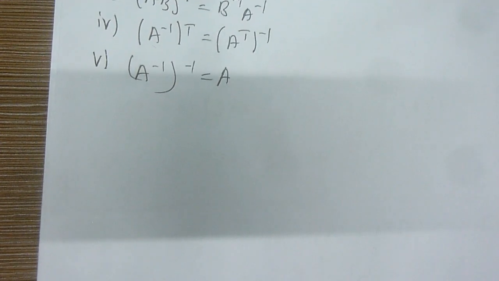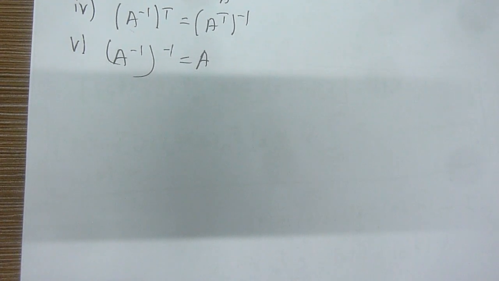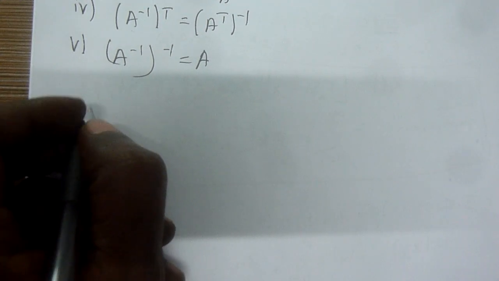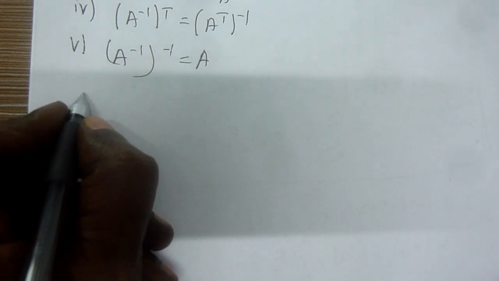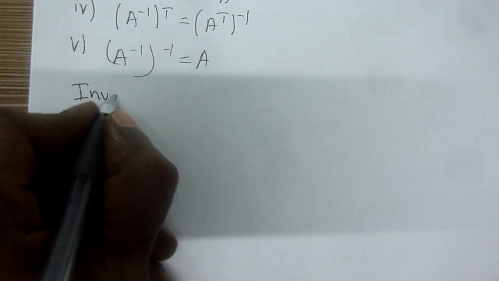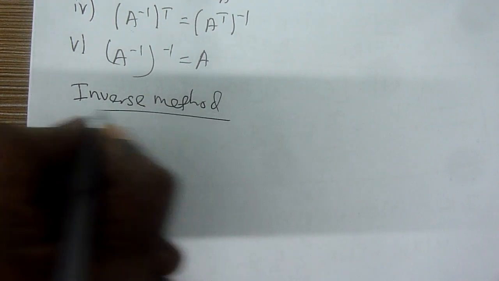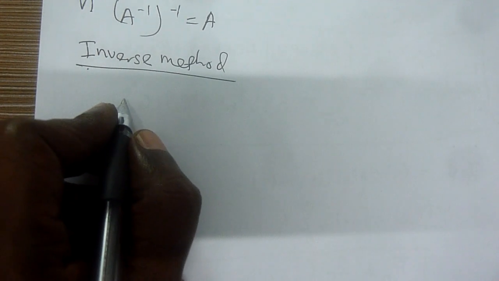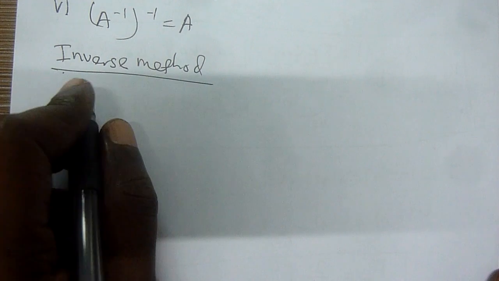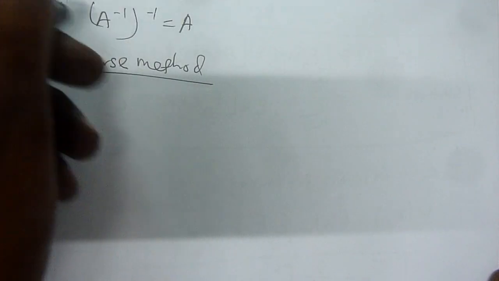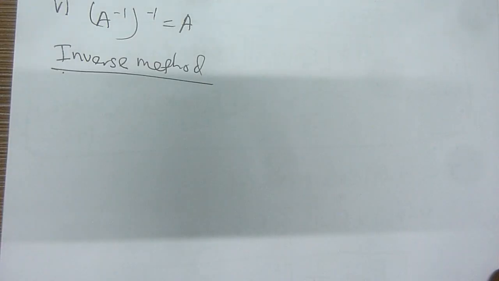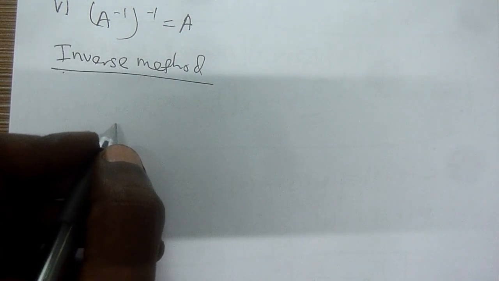Okay, now how many methods do we have? One of the methods that you know is the inverse method. We're going to learn a few methods. In the inverse matrix, we have done inverse matrix, but I'm not going to show you how we inverse. How do we inverse? The method is a continuation.